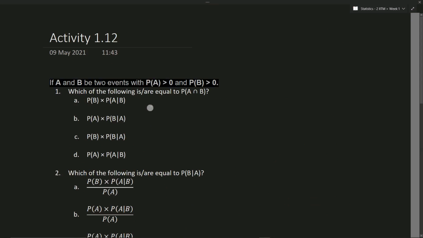First one, if A and B are two events with P of A greater than 0 and P of B greater than 0, which of the following is or are equal to probability of A intersection B? Okay, so you know that probability of A intersection B is given by either this, right? So we can write probability of A given B is equal to probability of A intersection B divided by probability of B, but we can write probability of B given A as probability of B intersection A divided by probability of A. So since intersection is commutative, these two are equal.